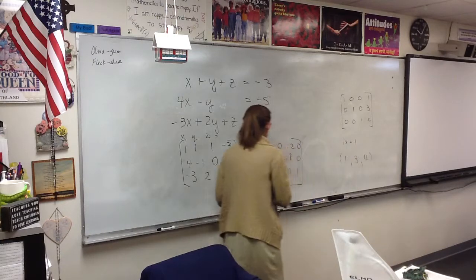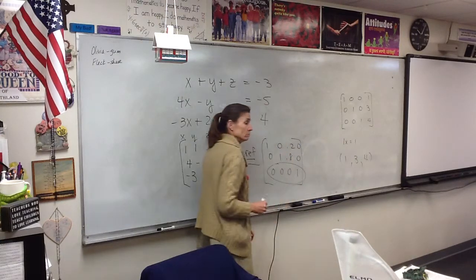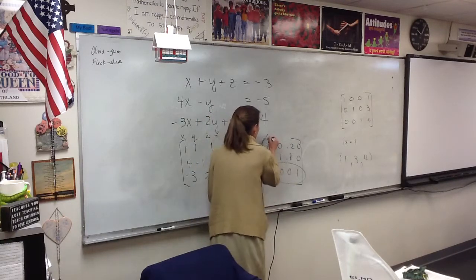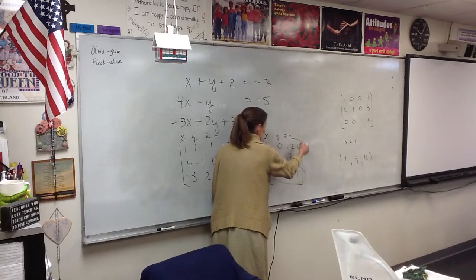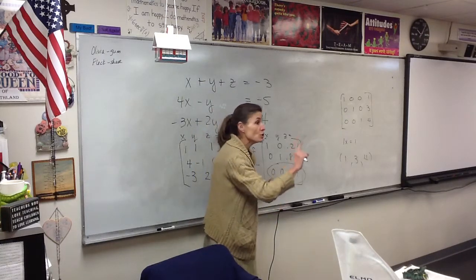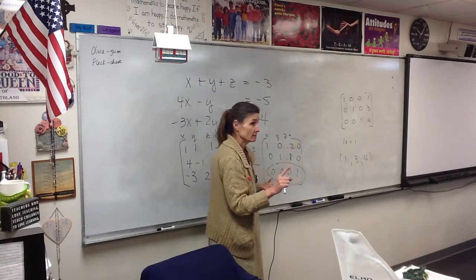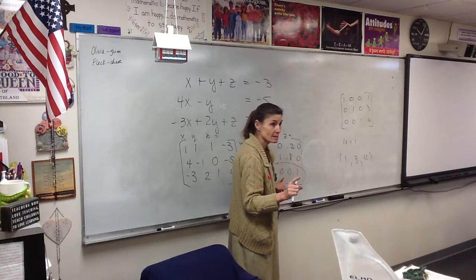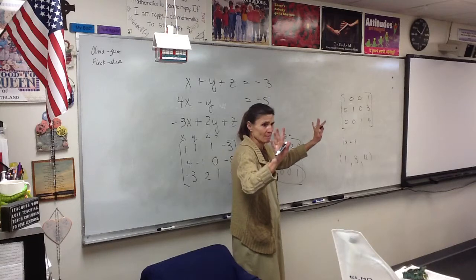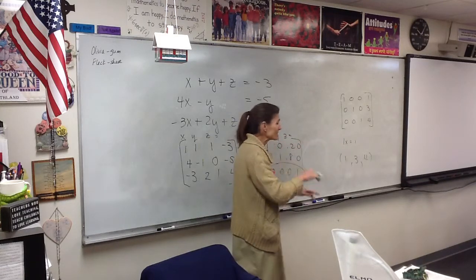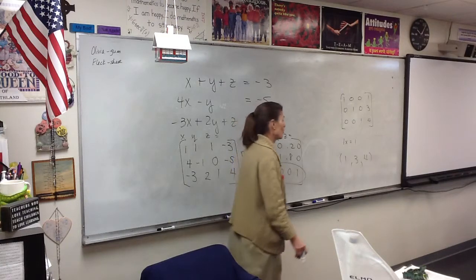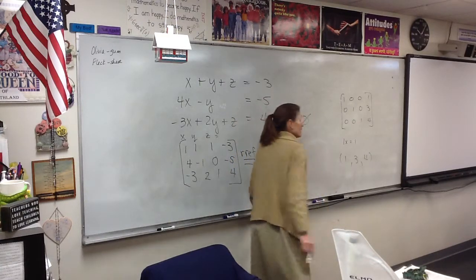Now, take a look at this bottom row. What does that bottom row say? If you think of these as the X's, Y's, and Z's, and these as the equals, that says no X's, no Y's, no Z's add up to 1. Now wait a minute. Hold up. Can no X's, no Y's, and no Z's add up to 1? No. No intersection.